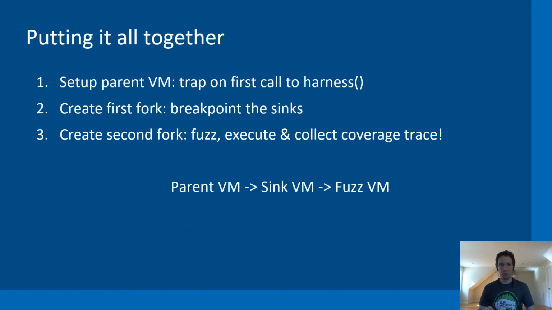So putting all of these things together, the 3 steps to actually set up fuzzing is that we set up the parent VM, so we trap on the first call to the harness function. We create a fork from this VM. This is where we will breakpoint the sync points. These are the kernel internal handlers for the various types of events we want to get notified of when things go bad. And then we create a second fork from this first one that we just breakpointed, which we will actually use for execution and collecting the coverage trace from.